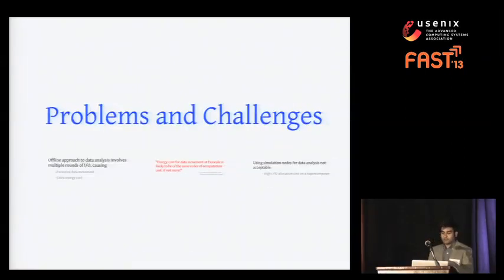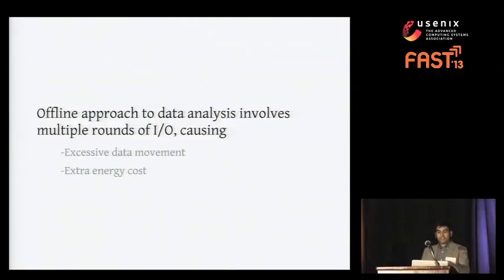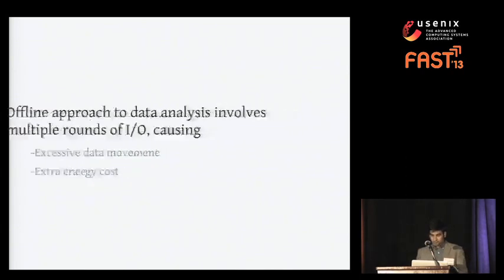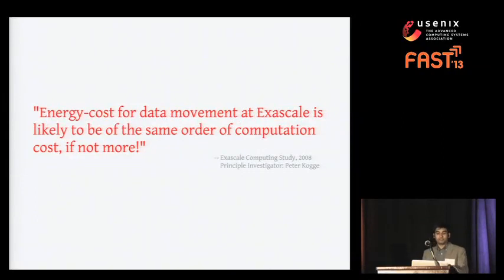What we are interested in is the following. What are the challenges? What are the problems with these current approaches, and how do we solve them? The offline approach to data analysis involves multiple rounds of I/O, as we just saw. It reads and writes, and it is worse if it is off-site. This causes excessive data movement, excessive I/O, and extra energy cost. The good news, or the bad news, is that the energy cost for data movement at exascale is actually going to be of the same order as computation cost, if not more. So we really need to care about not just the computation, but the data transfer and how much energy is associated with that.